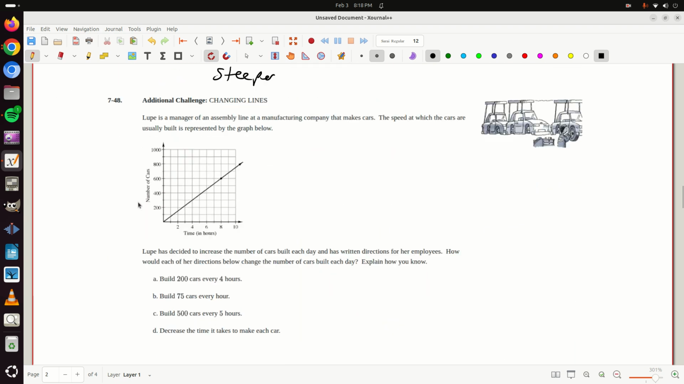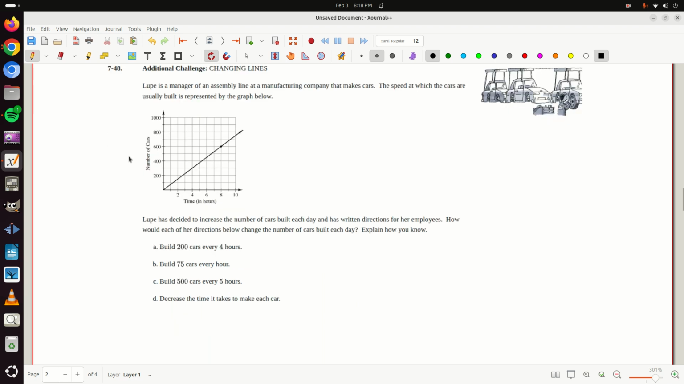Additional challenge, changing lines. Lupe is a manager of an assembly line at a manufacturing company that makes cars. The speed at which the cars are usually built is represented by the graph below. So we have this graph here. It says Lupe has decided to increase the number of cars built each day and has written directions for her employees. How would each of her directions below change the number of cars built each day? Explain how you know. So we have the number of cars and we have the time.